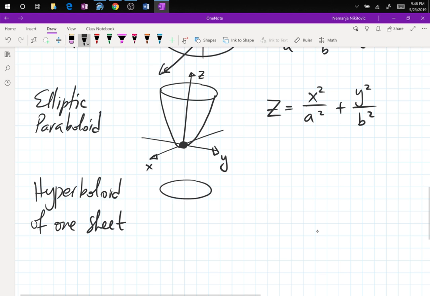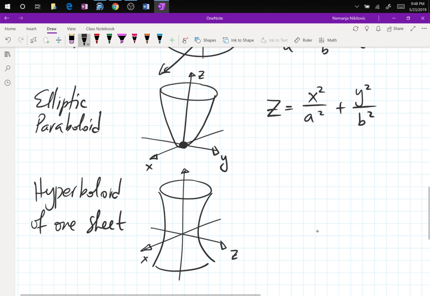Hyperboloid of one sheet is going to be, that's a terrible hyperboloid. It just goes like that. Hyperboloid of one sheet, and that's a y. The equation is x squared over a squared plus y squared over b squared minus z squared over c squared equals 1.